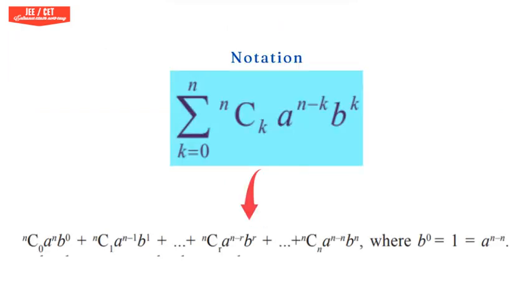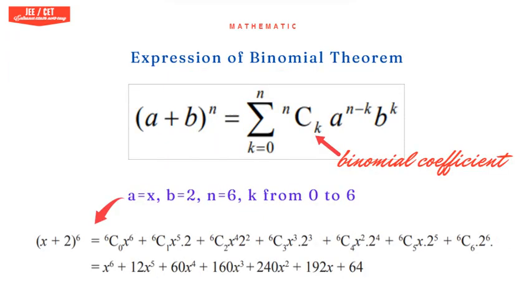The entire expanded form can be expressed using binomial notation, which is equal to the sum of all the terms from k equal to 0 to k equal to n, each term being nCk a raised to n minus k b raised to k. nCk is called the binomial coefficient. In the example, (x plus 2) raised to 6 is expanded using the binomial theorem. Here the index is 6. There are 7 terms in the expanded form.